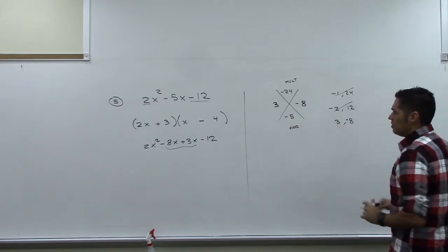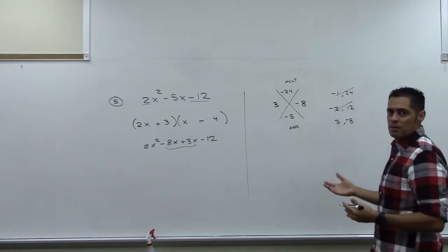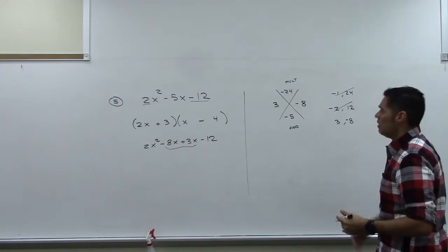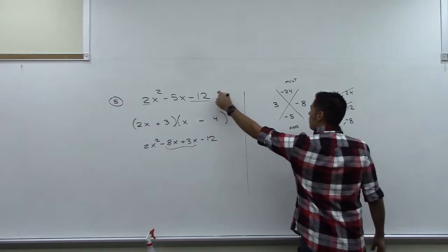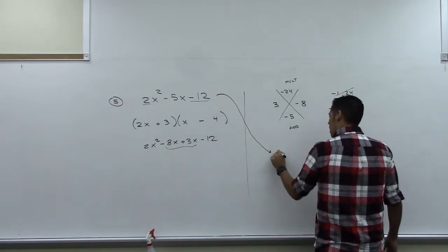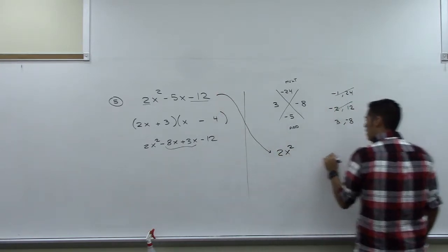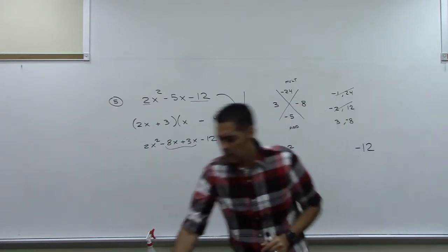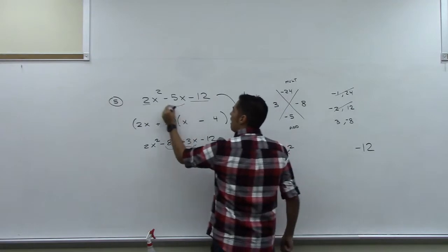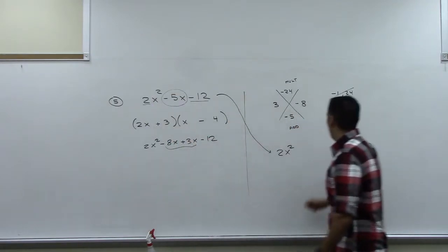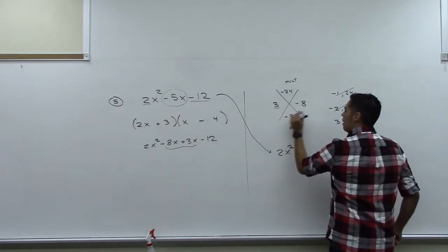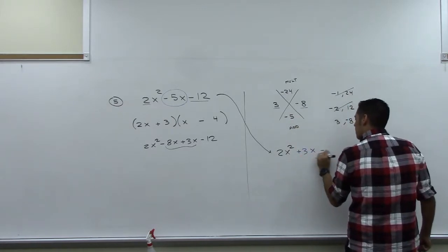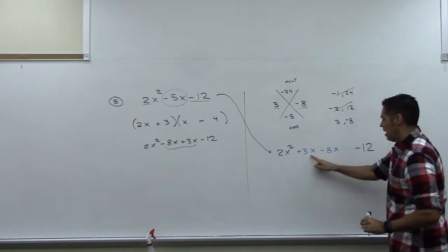And then at this point, again, it just depends on what you've learned in the past. The way it's taught normally here is that you're going to rewrite this expression. You're going to write the 2x squared. You're not going to change that. You're not going to change the minus 12 at the end. But what you are going to do is rewrite this negative 5x using these 2 numbers, 3 and negative 8. So you're going to put plus 3x and minus 8x. Notice that I had to attach the x to it.